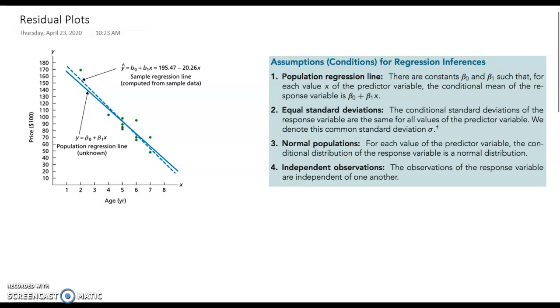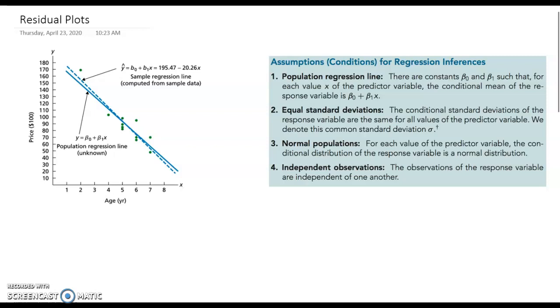Hiya, for chapter 15, we're going to start looking at how we can use our sample data to actually make inferences about the population. How can we use the regression line from our sample data to make inferences about the population? To do that, there's a couple things we need to do first.